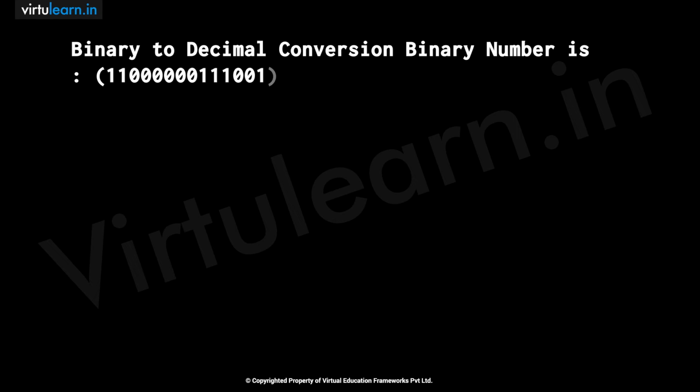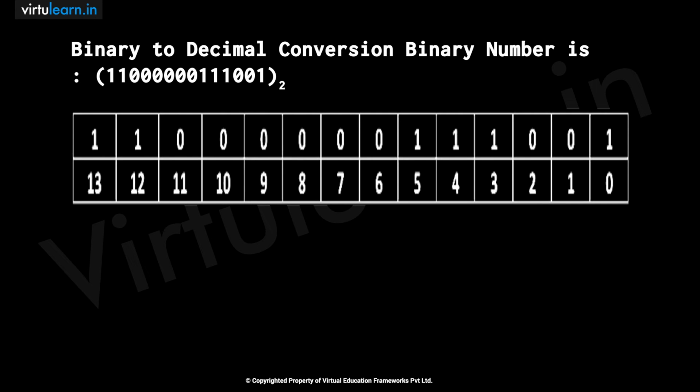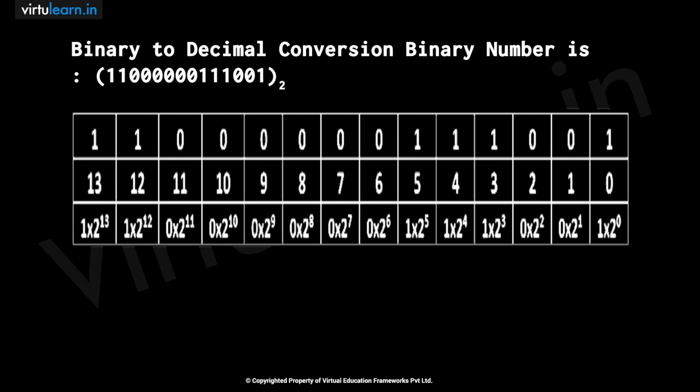So now the first value is 1 into 2 to the power of 0. The second value is 0 into 2 to the power of 1, 0 into 2 to the power of 2, 1 into 2 to the power of 3, 1 into 2 to the power of 4, 1 into 2 to the power of 5, 0 into 2 to the power of 6, 0 into 2 to the power of 7, 0 into 2 to the power of 8, 0 into 2 to the power of 9, 0 into 2 to the power of 10, 0 into 2 to the power of 11, 1 into 2 to the power of 12, and finally 1 into 2 to the power of 13.